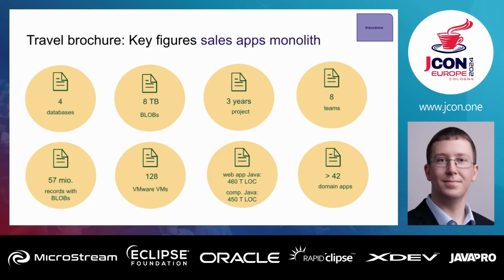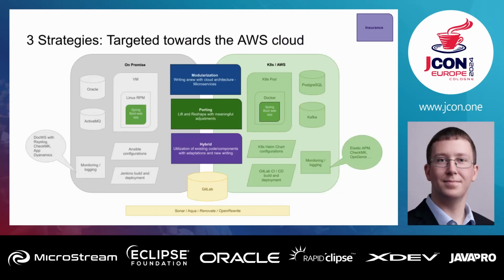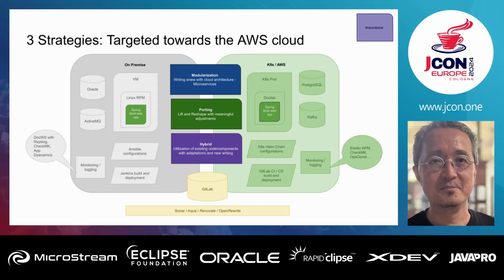All right. This is our strategy, how we move towards the AWS Cloud. On the left side, we have the on-prem. We have the technology: Oracle database, VMware, and ActiveMQ for our messaging. For monitoring and logging, that's CheckMK, DocWS, and we have Jenkins for build and deployment. We already have Ansible to automate the whole deployment process on our on-prem.